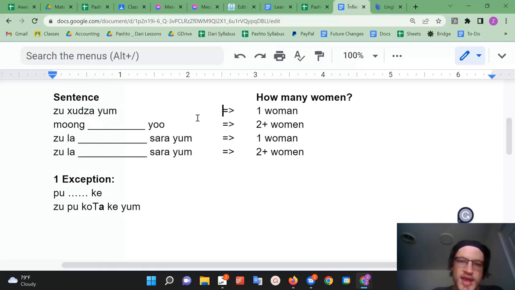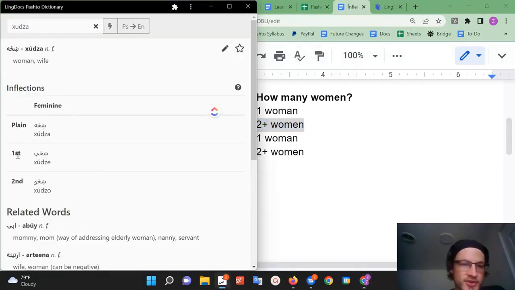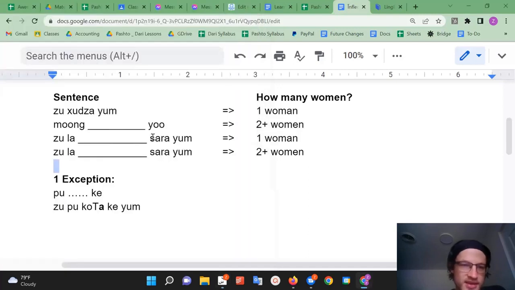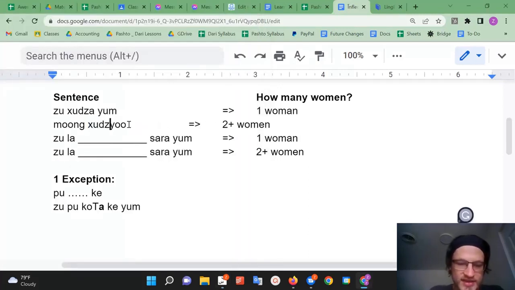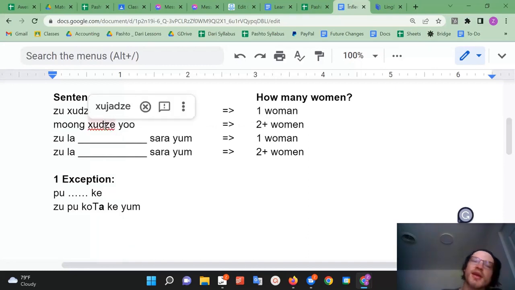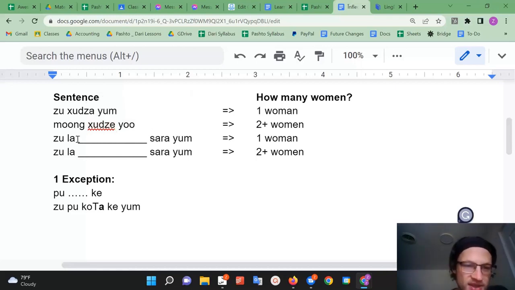Next, we have munz, and there's two women. Okay, notice there's no sandwich, so we check our Lingdocs. First inflection is khaze, and we use khaze because we use the first inflection if there's no sandwich for the plural. And so we use khaze, munz khaze yu. We are women.